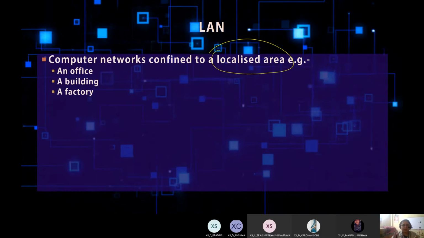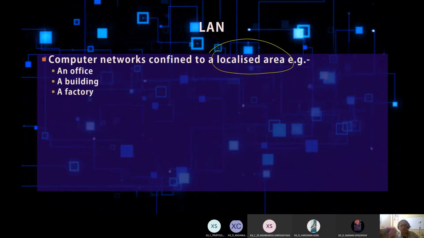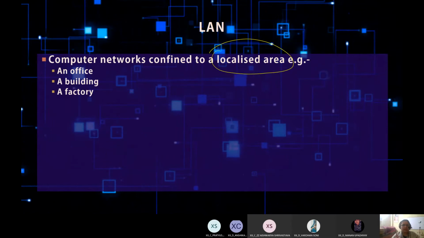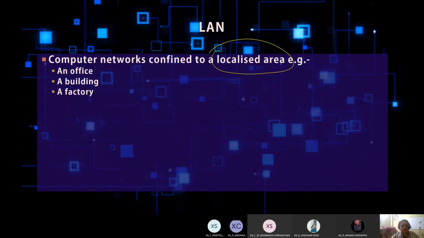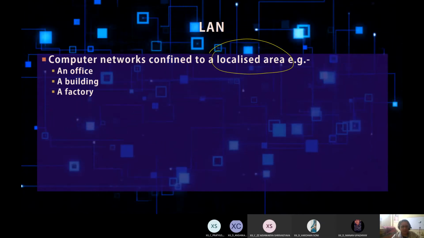Right? And suppose Montfort School thinks about opening another branch at some other location, at Bhopal, then what will happen? That will also be considered under MAN, right?